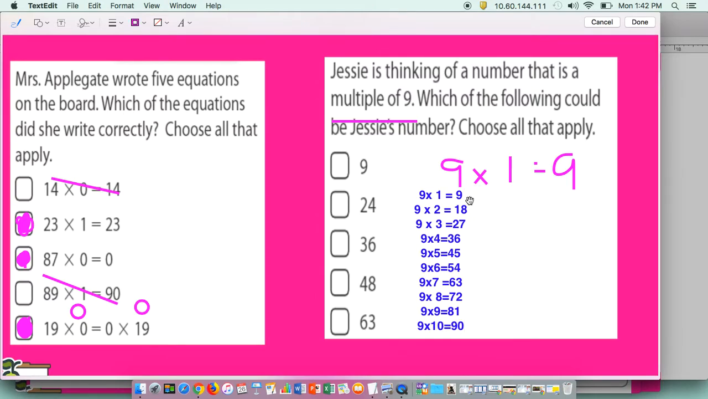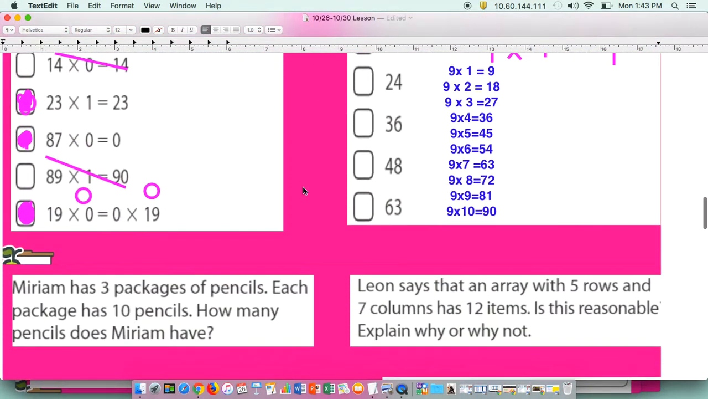So our multiples right here are 9, 18, 27, 36, 45, 54, 63, 72, 81, 90. So which of the following could be Jessie's number? So it could definitely be 9, right? So 24, it's not here, so we're going to skip that, right? So that's what we're going to do for this one. So just finish that up on your own. I'm going to move on to the next question.